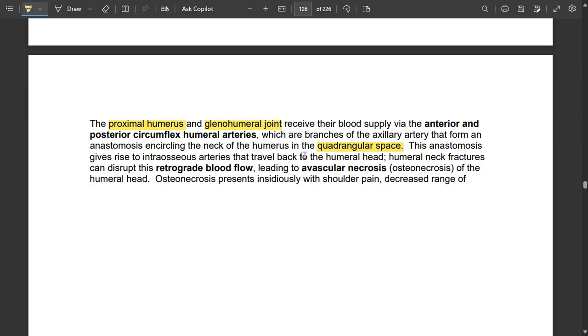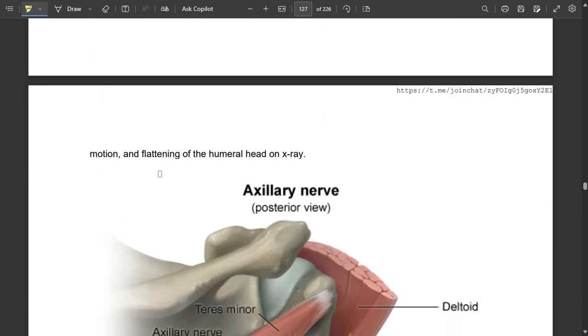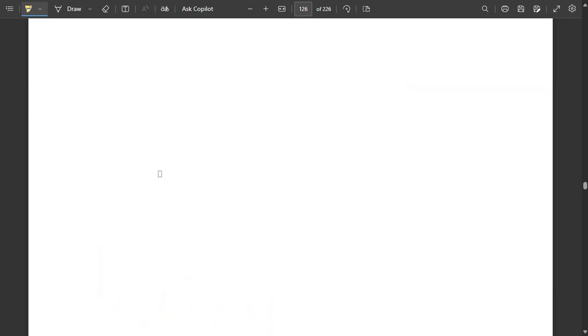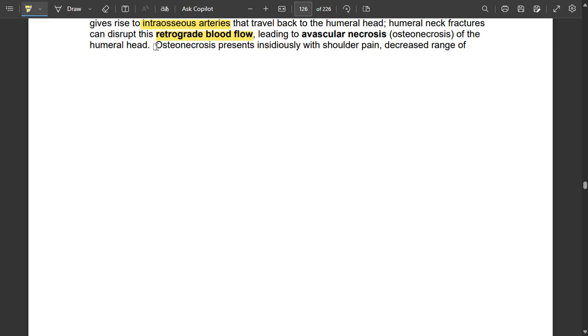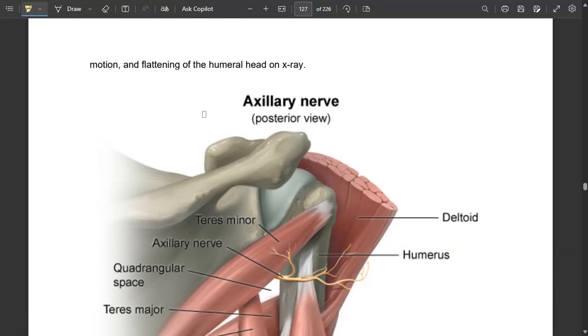This anastomosis gives rise to intraosseous arteries, so the arteries also go inside the bone and travel back to the humeral head. Humeral neck fractures can disrupt this retrograde flow. So from the anastomosis in the neck, the intraosseous arteries go to the humeral head. If there is a fracture, this retrograde blood flow to the humeral head is cut off, leading to avascular necrosis or osteonecrosis of the humeral head. Osteonecrosis presents insidiously with shoulder pain, decreased range of motion, and flattening of the humeral head on X-ray. So if there is osteonecrosis, there will be pain, movement is restricted, and there will be flattening of the humeral head on X-ray.